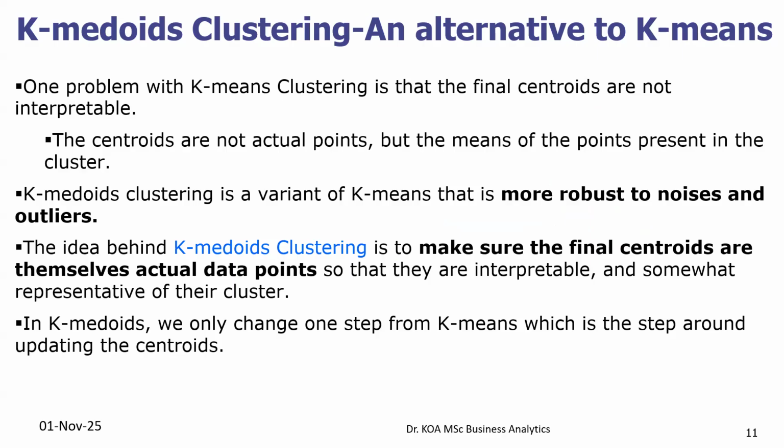So the k-medoids comes into the picture. It is a new version of the k-means, and that will give you an actual data point, not just an average. It will give you an actual data point. And so it is more robust to noises and outliers.